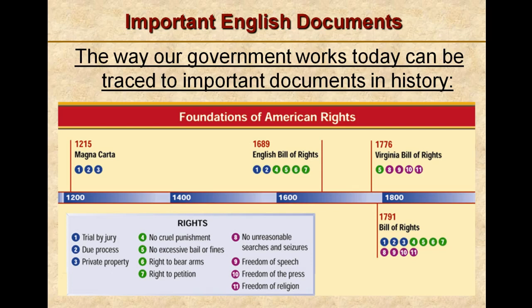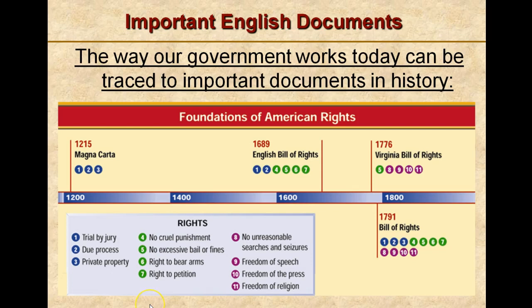And then we move into the English Bill of Rights in 1689, and again, the trial by jury and the due process were refined a little bit more. There were more protections created for people. Again, that due process is the process in which an accused person, the process must be followed before they can be accused or be found guilty of that crime.